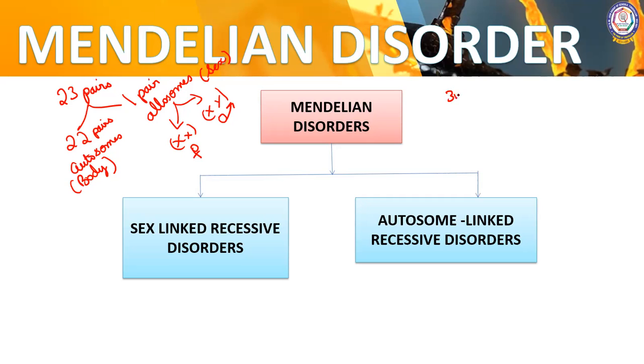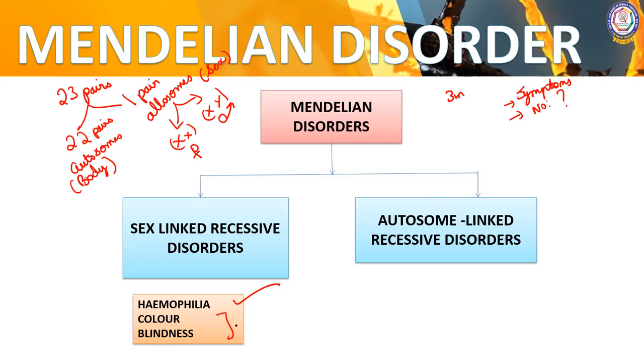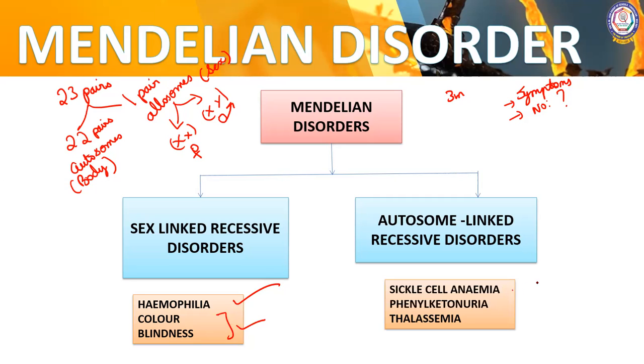It's an important 3-mark question, and how they are going to ask the question, mostly like symptoms, and then which chromosome, the number of the chromosome affected, and in which place it is, okay, the 22nd or the 21st pair, like that, right? So we'll see the examples here: hemophilia and color blindness. In autosomes, sickle cell anemia, phenylketonuria, and thalassemia. Actually, this one we discussed already in the beginning. Still more we'll see here.